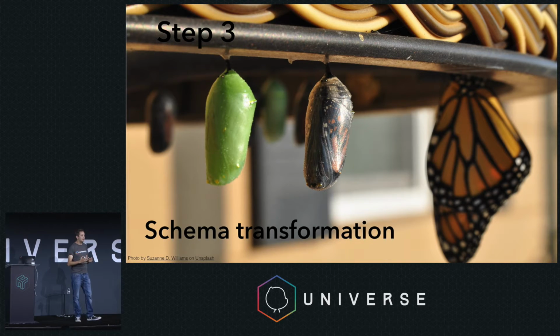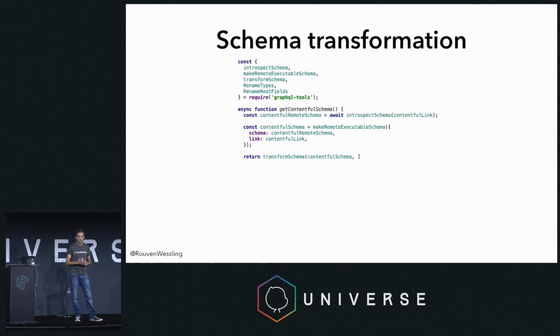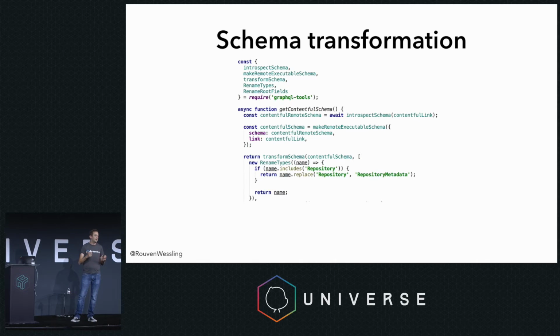Well, the great thing is the GraphQL spec is very well defined, and there's a defined abstract syntax tree underlying the schema, and I can use this abstract syntax tree to manipulate the schema programmatically. So this is a little bit more code involved. First off, I'm taking my Contentful schema, setting it up like I have before, and I'm passing it to transform schema. And now I can give it an array of transformations to make sure the schema is in a format that works for my use case. In this case, I want to rename all types that contain the word repository and simply replace them with repository metadata.